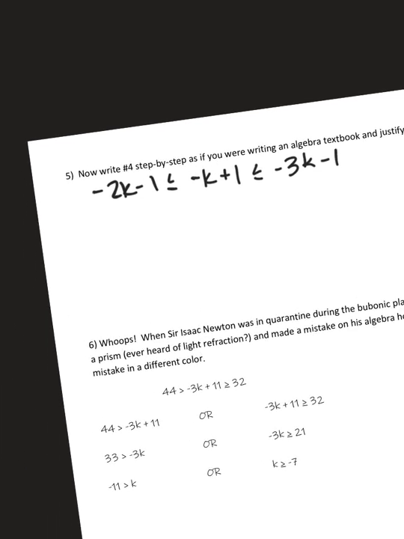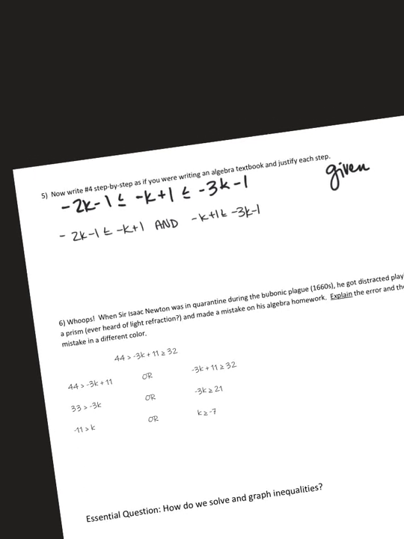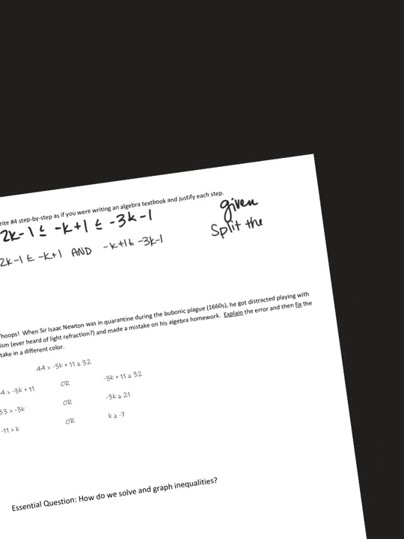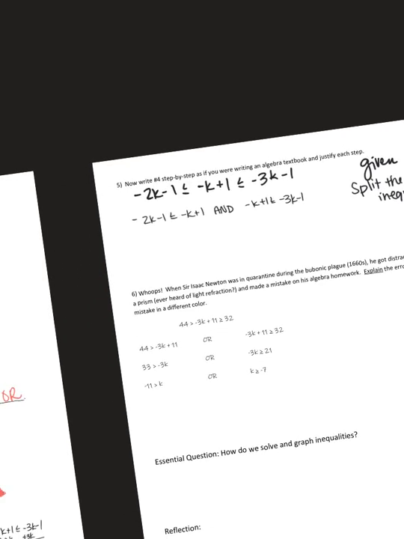Okay, so now we're going to split this. So split the compound inequality into 2 compound inequalities. Okay, and we know that this is an and. So we're going to say negative k plus 1 is less than or equal to negative 3k minus 1. Okay, so split the compound inequality. And then we're going to solve each inequality.